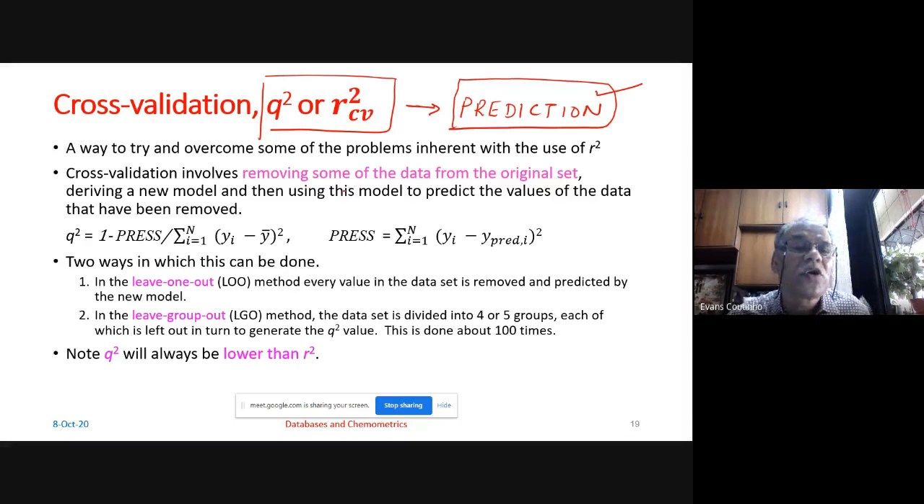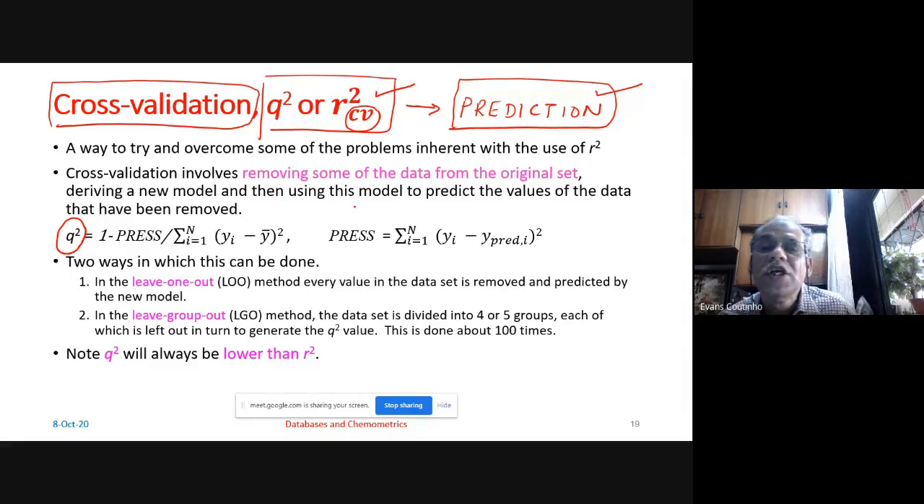So in order to develop the confidence in my prediction, we have another metric called the Q square, also variously called the R square CV, cross-validated. So cross-validation is basically a technique that is used for the prediction. Now, how is cross-validation done? Let's say I have a data set of 10 molecules. What I'm going to do is develop a model on this data set. Some model I'm going to develop on this data set.